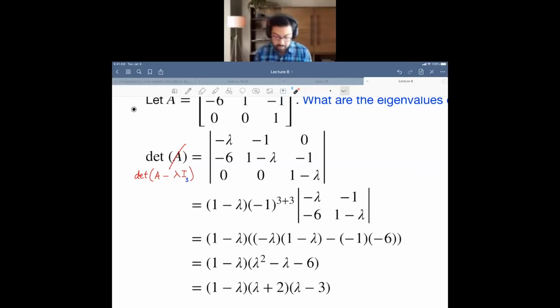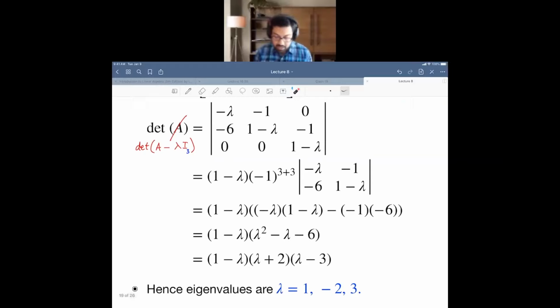This is pretty simple now. 1 minus lambda carries over. You have an even power of negative 1, so that goes away. You have negative lambda multiplied by 1 minus lambda, minus negative 1 times negative 6. Simplify, factorize, and you get these three factors for the determinant of A minus lambda I: 1 minus lambda times lambda plus 2 times lambda plus 3.